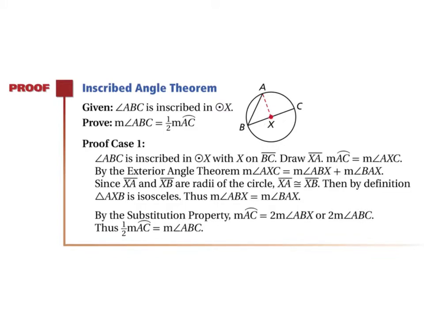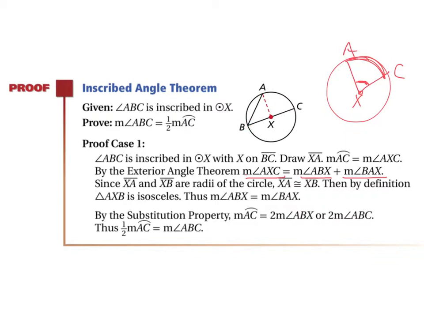Well, what do we know about this? This is important. I have the circle. That right here is a central angle, and that's equal to that arc. So here's what we would say. By the exterior angle theorem, the measure of angle AXC is equal to the measure of ABX plus the measure of BAX. So let's look at that again. The measure of angle AXC, this angle here, is equal to the measure of angle ABX, this angle, and BAX, which is this angle.